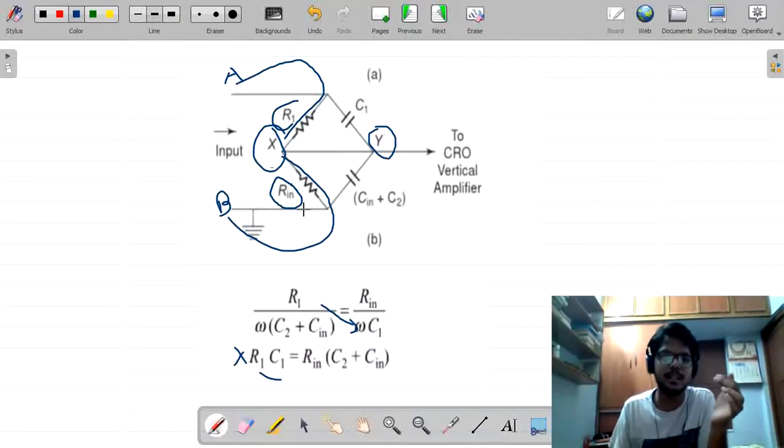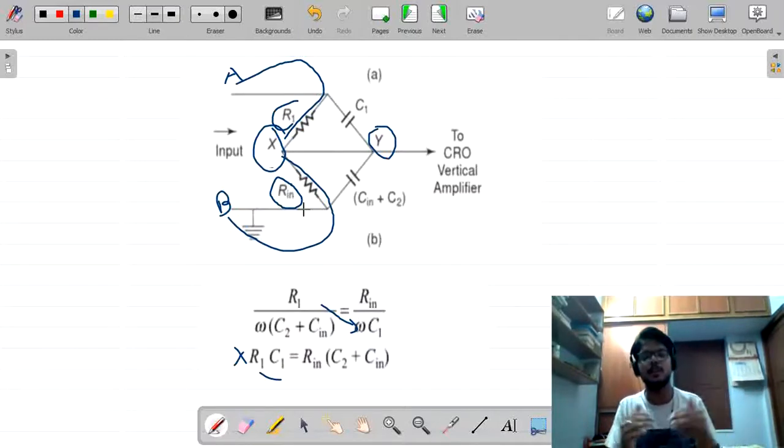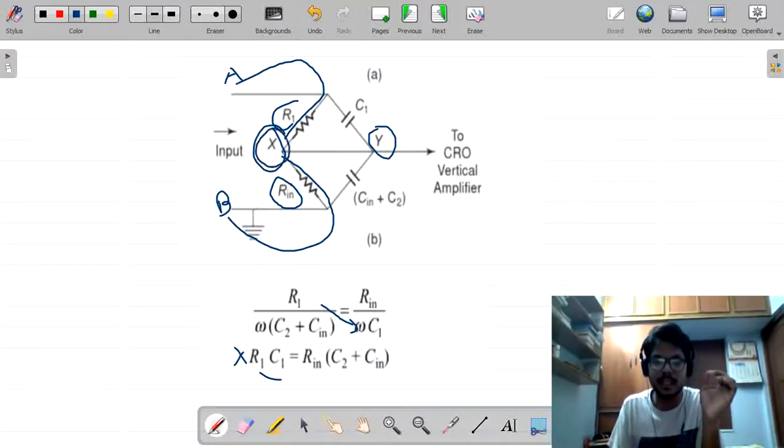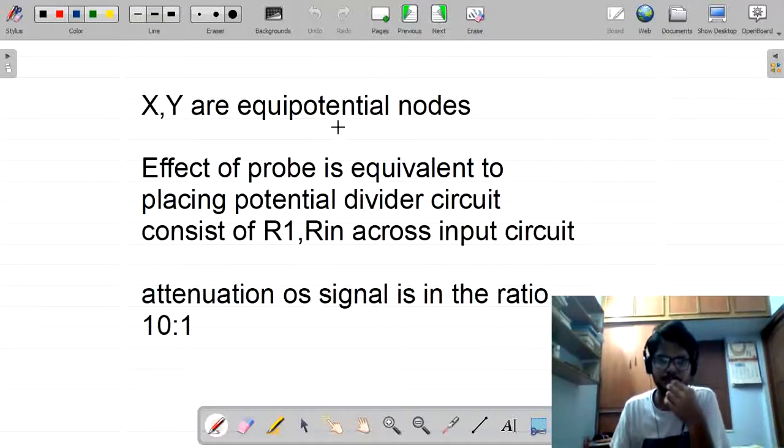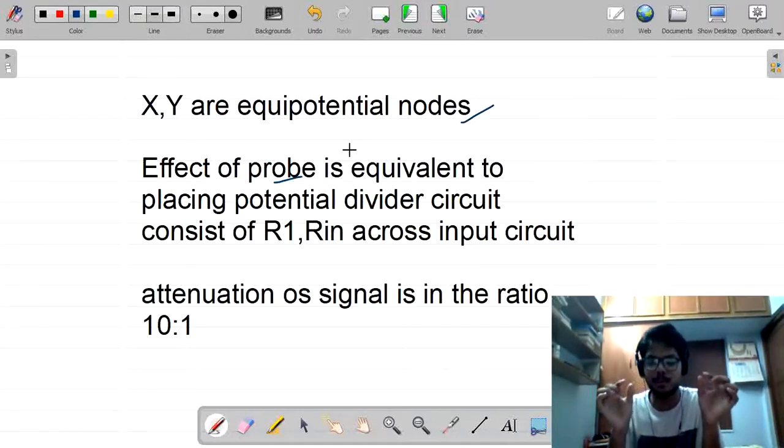Okay, it is the condition. Both paths are experiencing the same resistance. So we can call these points equipotential points. Now X and Y are equipotential nodes or points. This is the effect of the probe, as the points X and Y are equipotential.